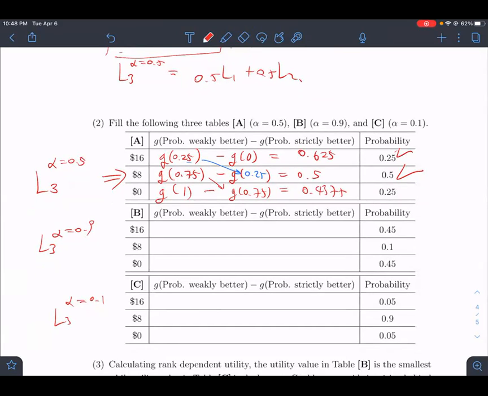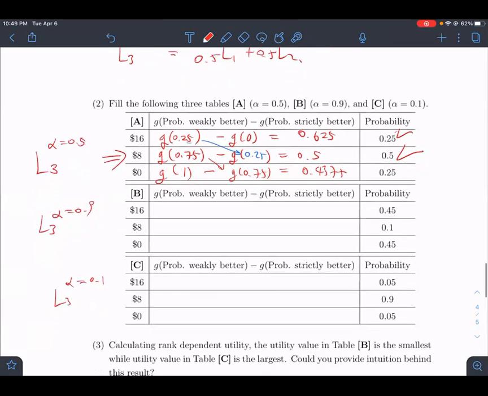Okay. And then in the same way, you can calculate. So let me do one more. The table B. And here we need G of 0.45 because 16 is the best one. So there is only one outcome that is weakly better than 16. 16 itself minus G of 0. And then for this one, we add these 2 outcomes, 0.55 minus G of 0.45. For the last one, we have G of 1 minus G of 0.55.